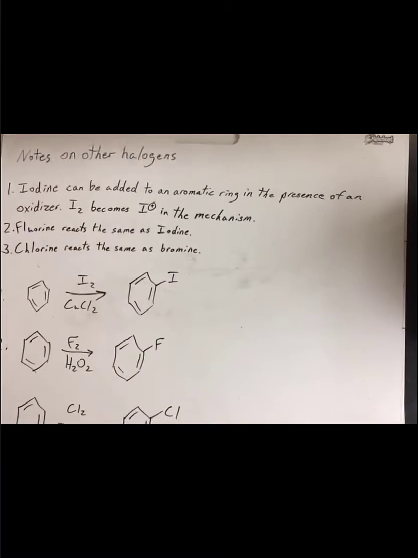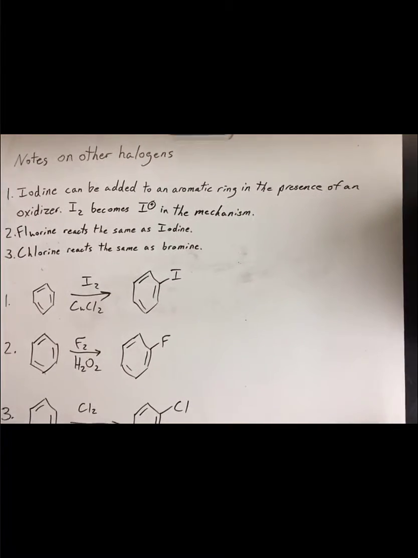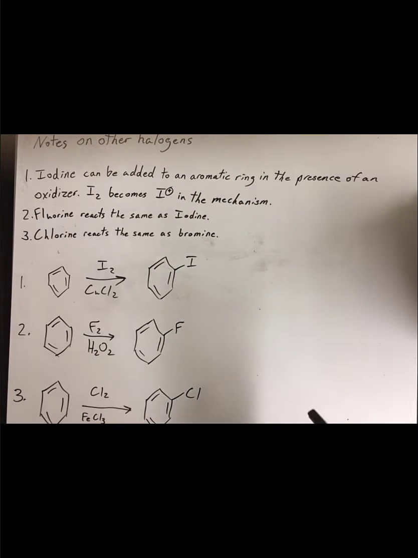For the last minute, I just wanted to have a few notes on other halogens. So iodine can be added to an aromatic ring in the presence of an oxidizer. So I2 becomes an I+ in the mechanism. So recently there was a lab this semester where we add bleach to iodine. So iodine becomes positively charged, and the carbon on the benzene ring attacks it. So you can see that here with CuCl2.